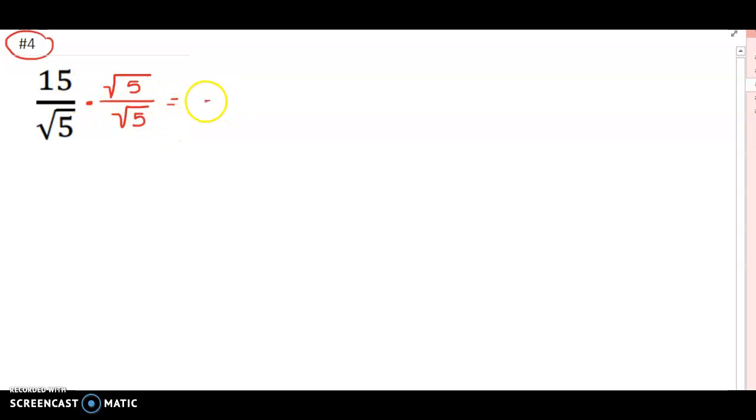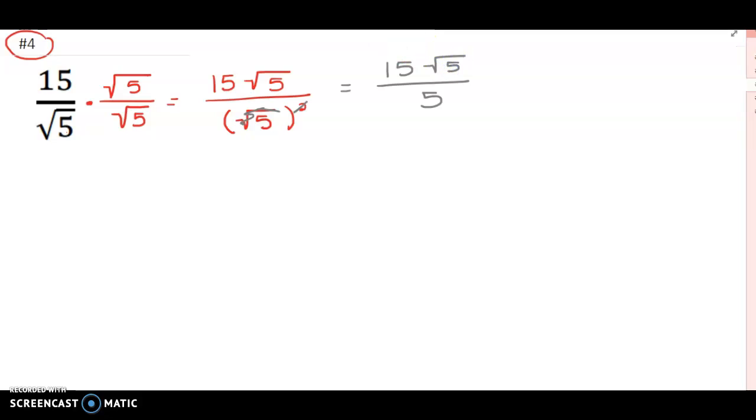Okay, and when I do that, my top just becomes 15 square root of 5, and my bottom becomes square root of 5 times square root of 5, which is just square root of 5 squared. Okay, now the square root of 5 squared, the square and the square root cancel each other out. So I'm just left with 5 on the bottom, and I have 15 square root of 5 on the top.